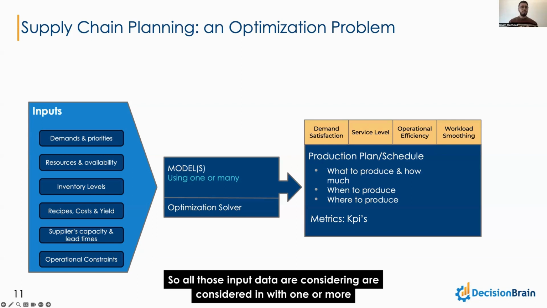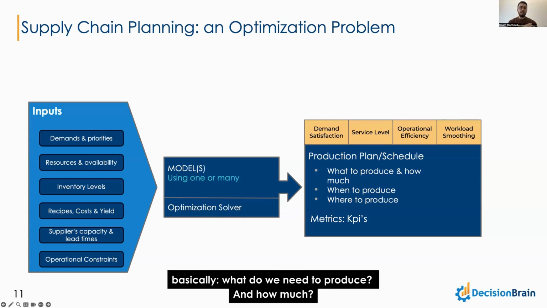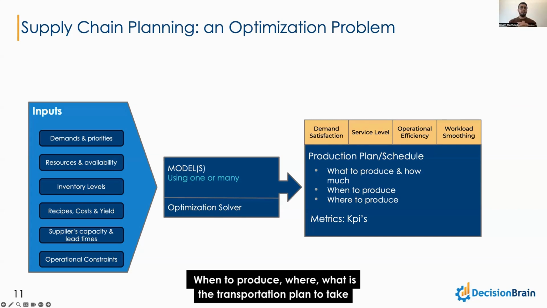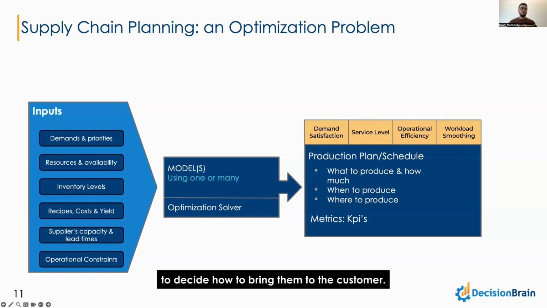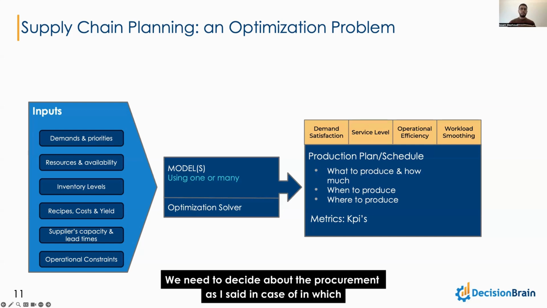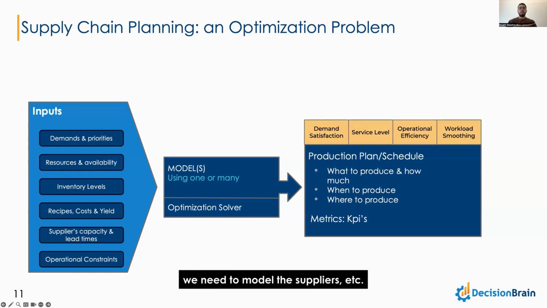So all those input data are considered with one or more optimization models. And this is really the heart of the application that will generate the optimal plan, the suggestions. The optimal plan is basically what we need to produce and how much, when to produce, where, and what the transportation plan is to take products in situations where we have products that are only produced in specific locations and where we have demands in some other locations. We need to decide how to bring them to the customer. We need to decide about the procurement, as I said, in case we need to model the suppliers, etc.